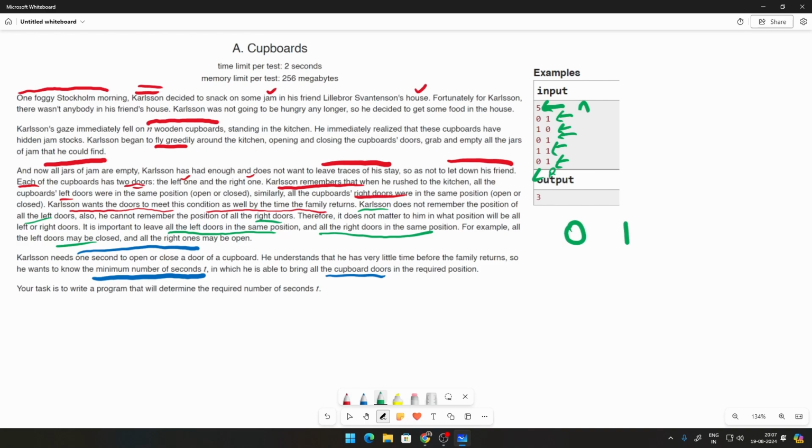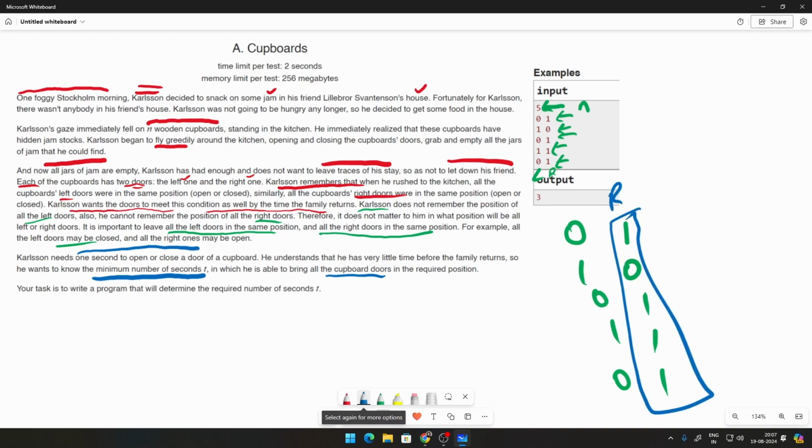This is the current position: 0 1 1 1 0 1, okay. So one thing you can keep in mind is, for this particular case, the right doors, I can just keep all of the doors open, which is 1, okay. I just need to replace this door alone instead of replacing these 4 doors, correct. So that is more cost effective, and I need 1 second to do that.